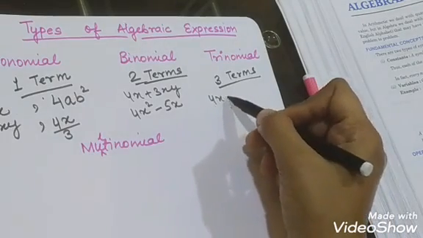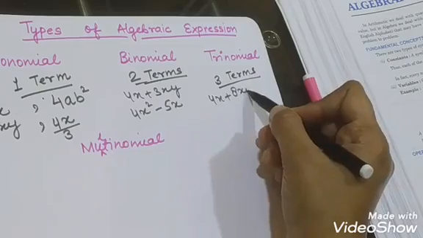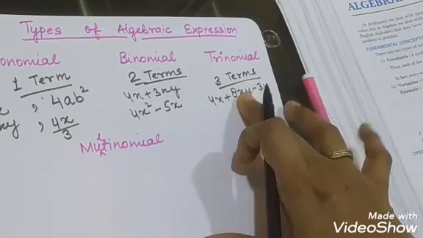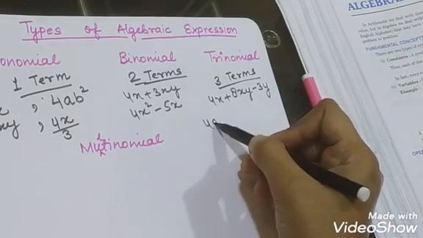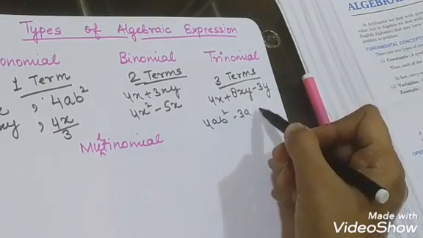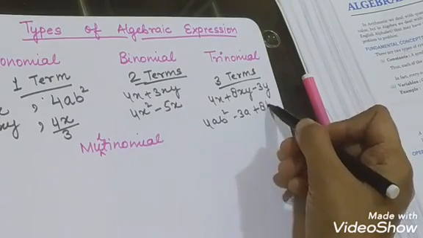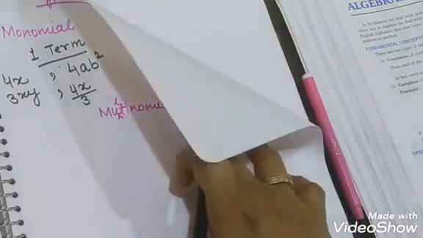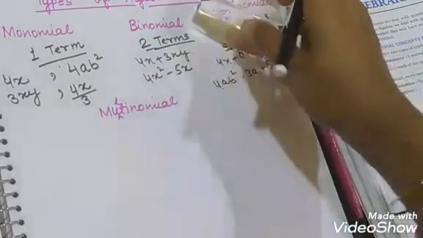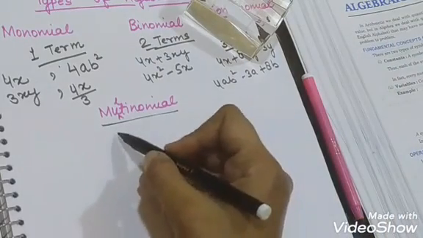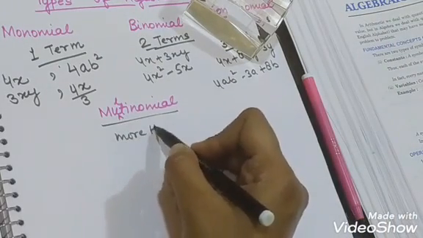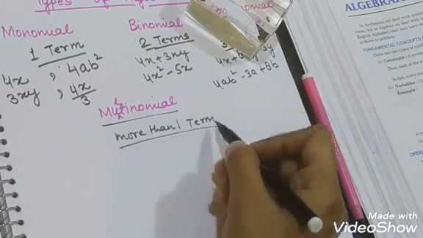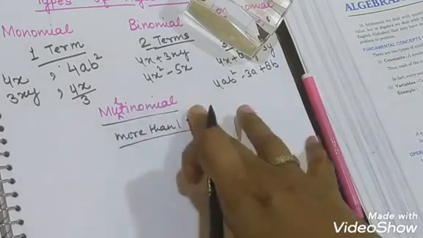For example, 4x plus 8xy minus 3y is a trinomial. It has how many terms? Three terms. 4ab square minus 3a plus 8b is also a trinomial. Then multinomial. Multinomial means an algebraic expression which has more than one term. An algebraic expression which has more than one term is called multinomial.